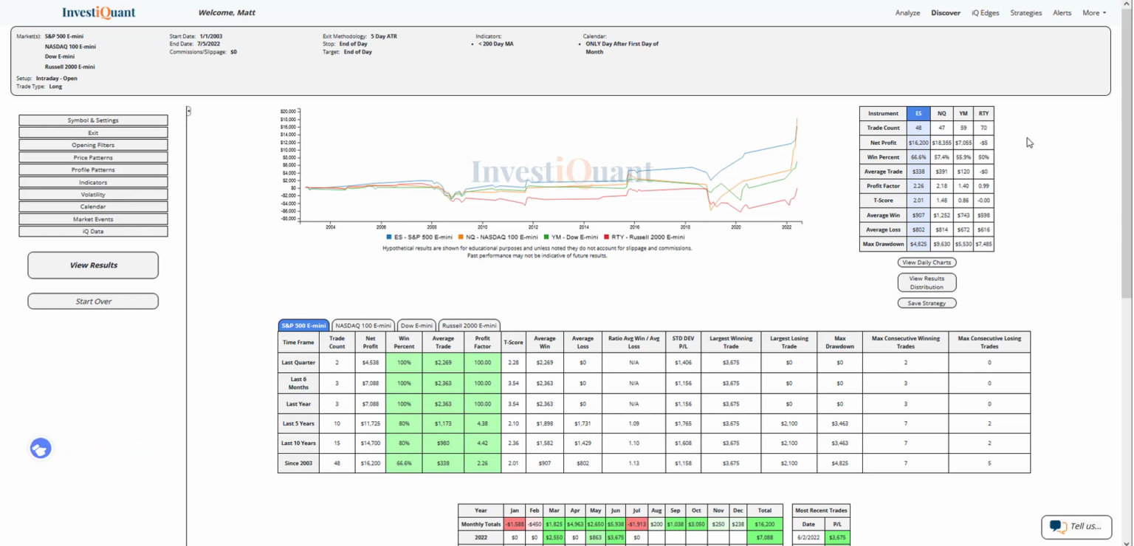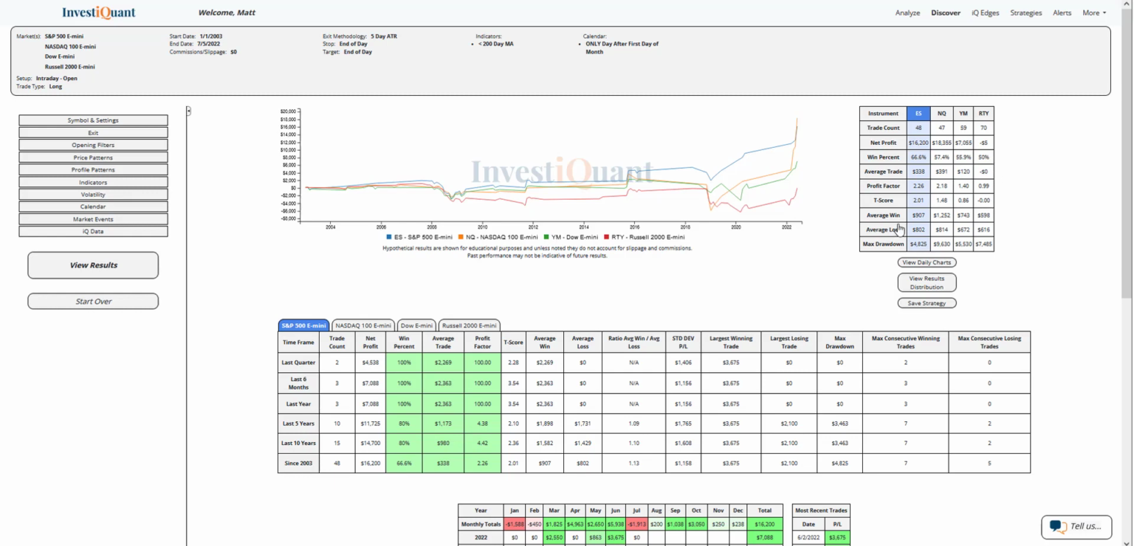Win rates on these are mixed. We've got the S&P the strongest of the group. Two out of three of them historically have closed above the opening print. For the NASDAQ, it's 57%. For the Dow, 56%. Russell, 50-50 here, exactly in the Russell.